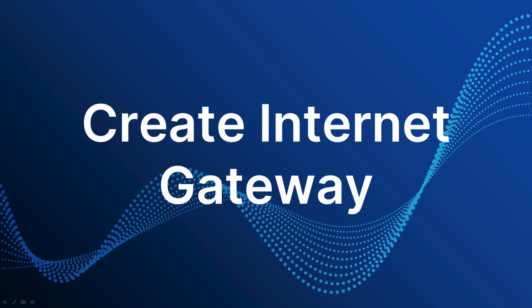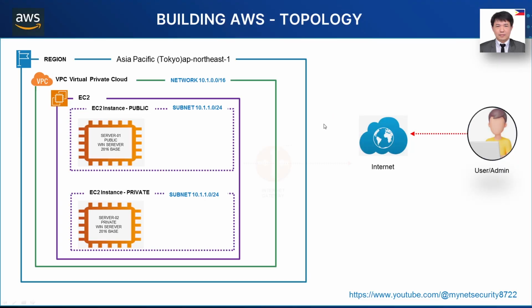So next we need to create an internet gateway so that the public server will be able to communicate to the internet. I am here in my PC at home, and I will be able to remote desktop the public server.